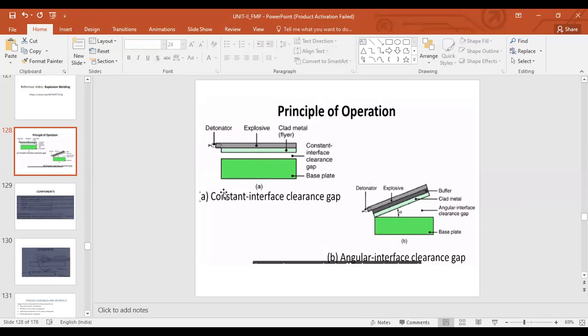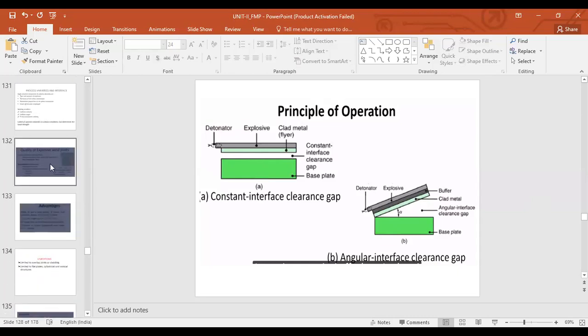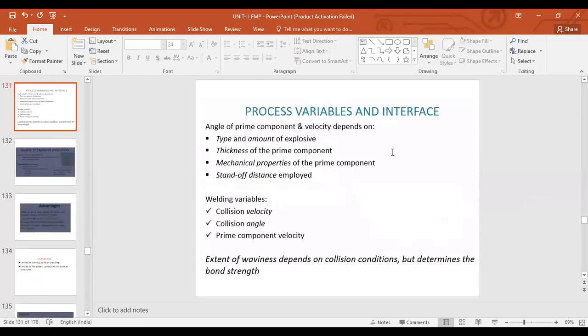It depends on the two types. If you're keeping a constant interface that is parallel, the distance is constant, or angular, right? And as for the process variables that we have, the type and amount of explosive, all these factors can be varied, depends on the material you are trying to weld and the thickness of it, right? Mechanical properties. So all these things are factors, and the variables you can vary are the velocity, angle of collision, and the prime component velocity.